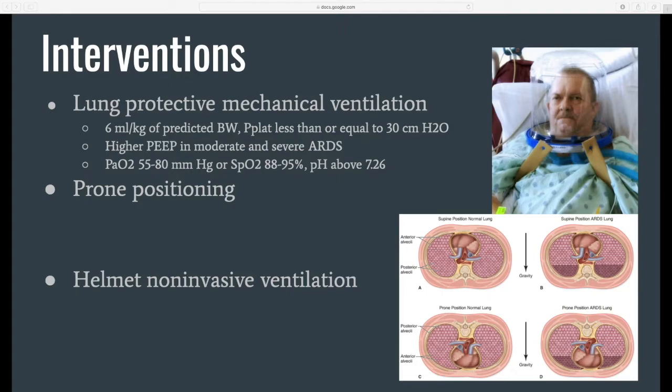In mild ARDS, the PF ratio is between 200 and 300. Helmet non-invasive ventilation has been shown to reduce rates of intubation and 90-day mortality. It's thought that it's more comfortable, there's less air leak and less risk of aspiration.